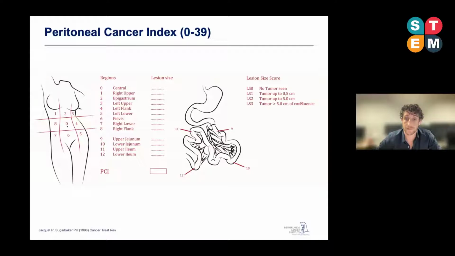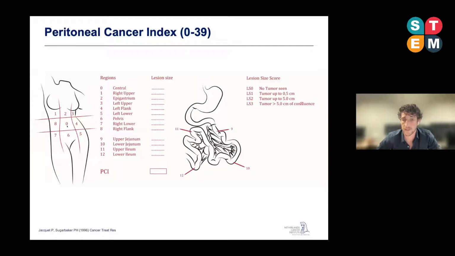They will get a score of 0 when there is no tumor seen in this region. They get a score of 1 when the biggest tumor in that region is less than 5 millimeters. They will get a score of 2 when the biggest lesion in that region is between 5 millimeters and 5 centimeters. And they will get a maximum score of 3 when the lesion is bigger than 5 centimeters or there is confluent disease. And this works really well.